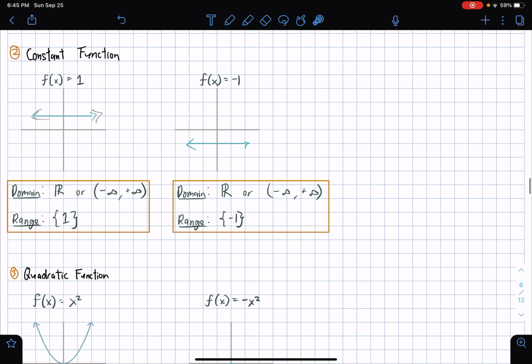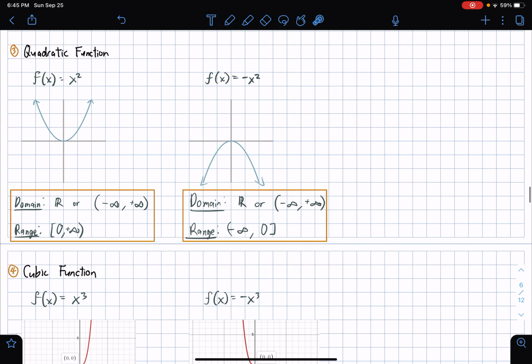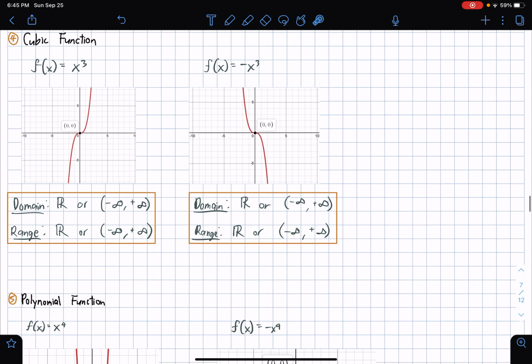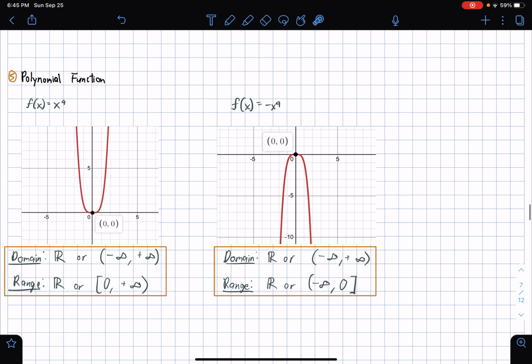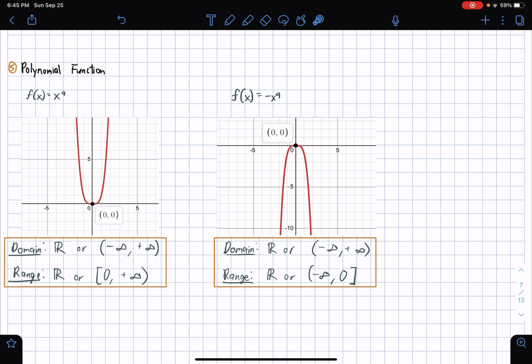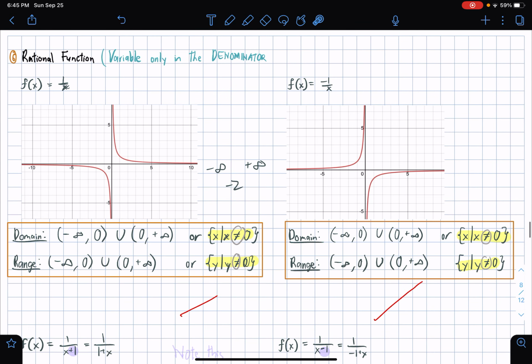I hope this video has helped you in finding the domain and range, and you may have also learned about the types of functions and their likely domain and ranges in certain situations, in certain details.